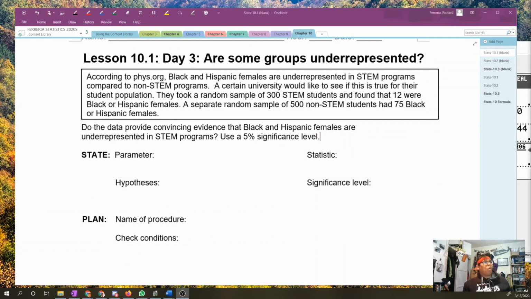According to phys.org, Black and Hispanic females are underrepresented in STEM programs compared to non-STEM programs. A certain university would like to see if this is true for their student population. So right here we're going to pause it and say that we are comparing the population of a certain university with the theory espoused by phys.org. So there's our comparison already.